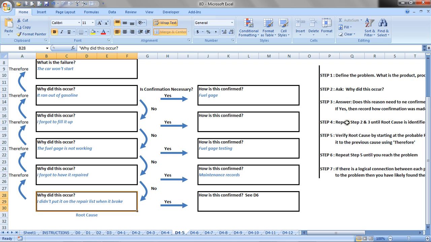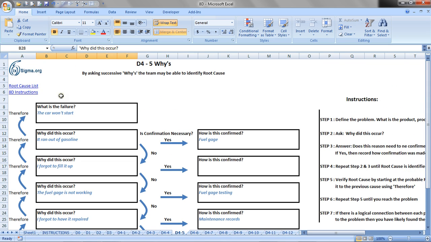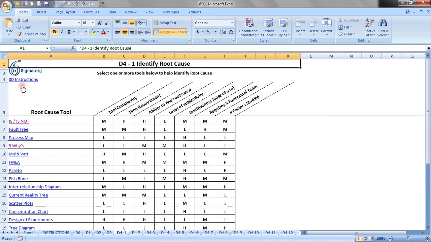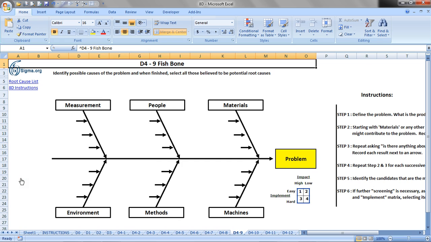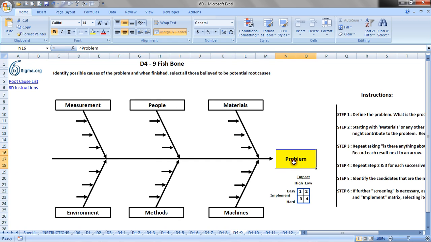You'll notice there's instructions over here on the side that guide you each step of the way. Alright? So let's go back now to our root cause list, and we'll go to the next one, which is the fishbone. So as we saw on the slide a little earlier, we're going to describe what our problem is here. This is our big Y, and then using the labels of material, people, measurement, we're going to just identify the potential cause right here.